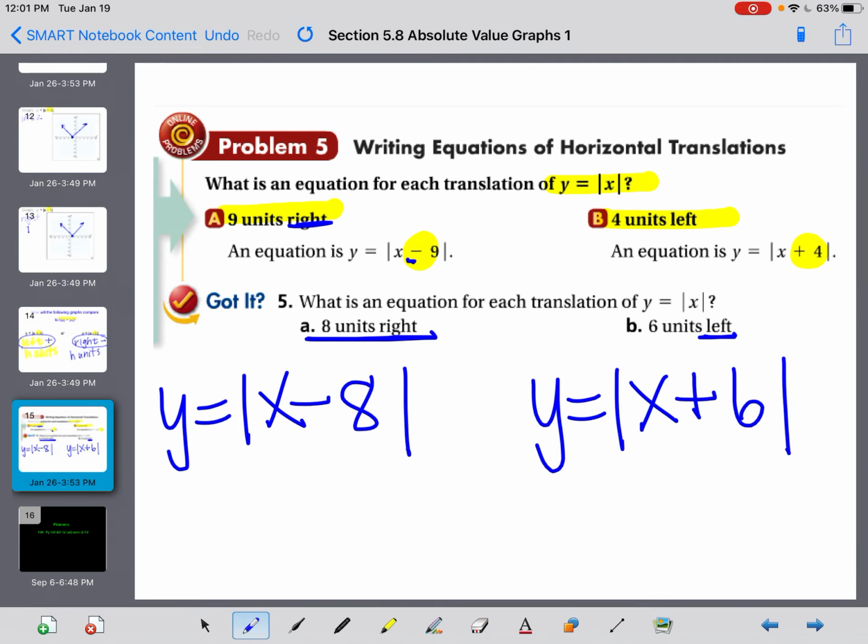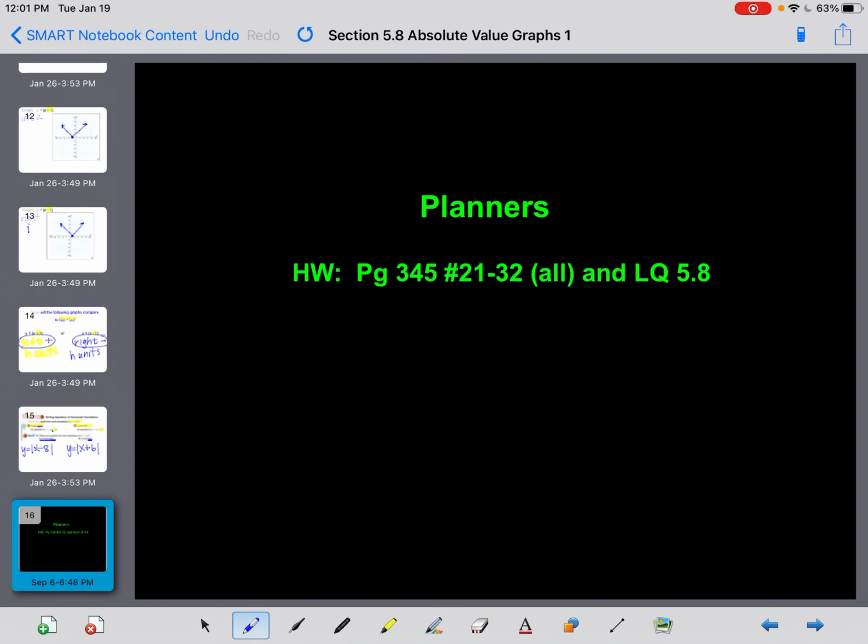All right, that's the rest of section 5.8. You should be able to finish. This is the rest of the assignment, page 345, 21 through 32, and finish the lesson quiz.